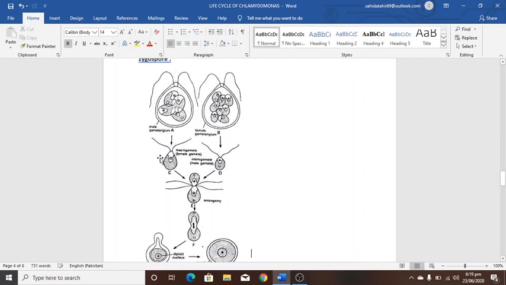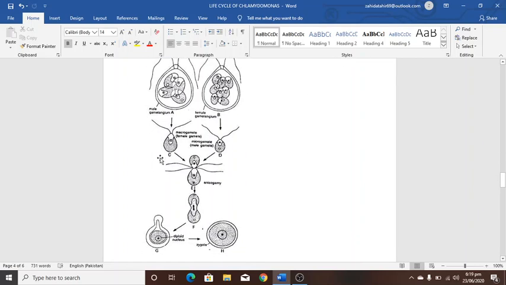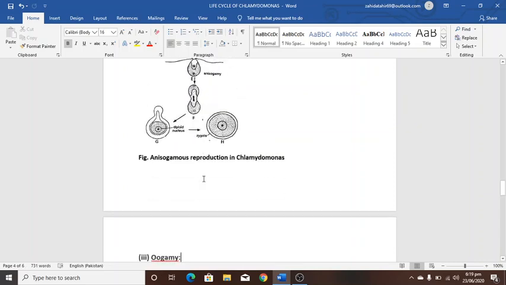This is the diagrammatic representation of the anisogamy, in which this is the microgamete and this one is the macrogamete. Both of these fuse, and the zygote is formed.